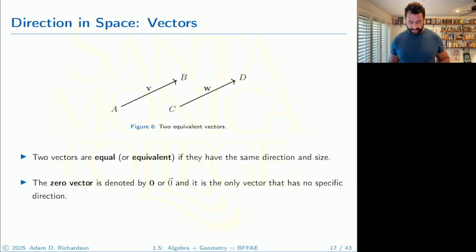All right. Now, the zero vector is a special vector, but we denote it by a bold zero or a zero with an arrow on the top. And it's the only vector that doesn't have a direction.